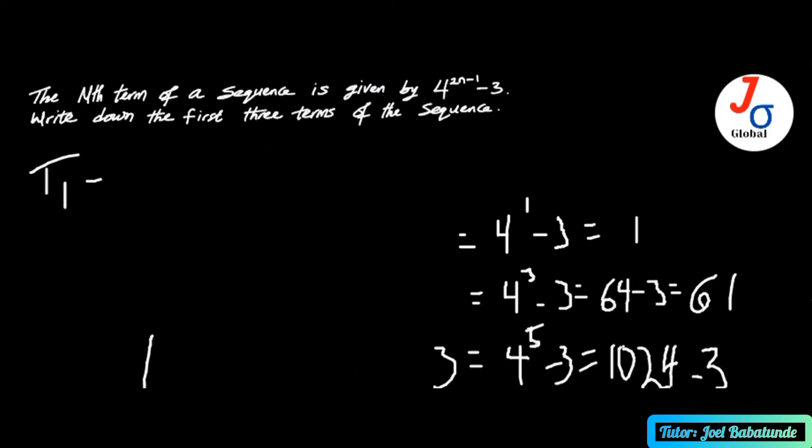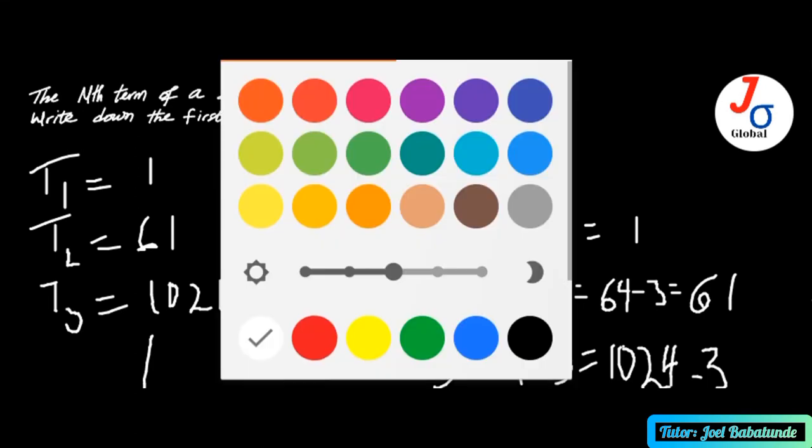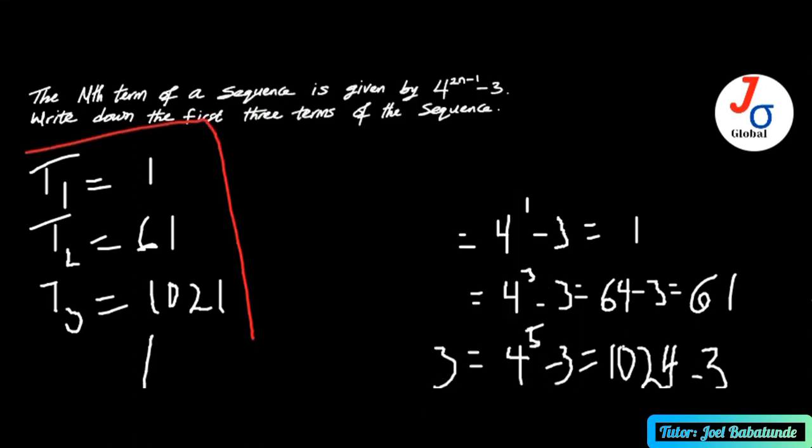T1 is equal to 1, T2 is equal to 61, and T3 is equal to 1024 minus 3, which is 1021. So this is our final answer. That's the first three terms. Alright, let's take another example.